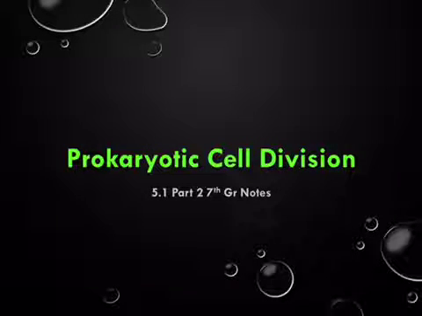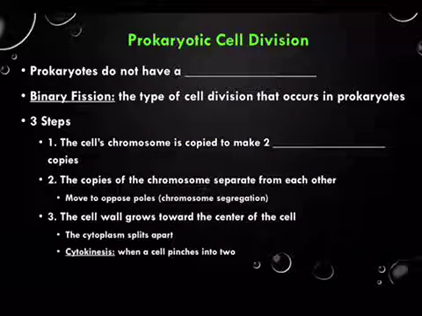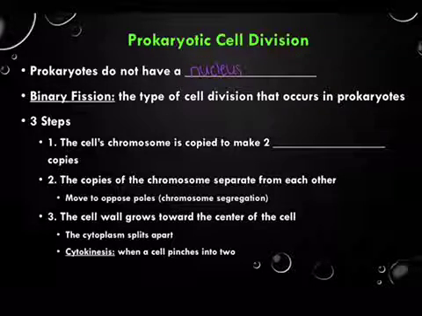In this video, we're going to look at how prokaryotes divide their cells. Since prokaryotes don't have a nucleus, their cell division is slightly easier and less complex than eukaryote cell division. We call prokaryote cell division binary fission, and this is a type of cell division that occurs in prokaryotes. And this happens in 3 steps.